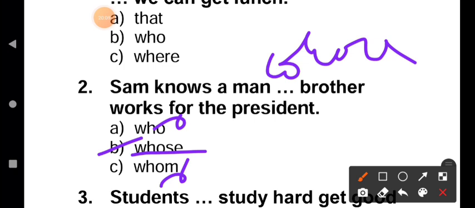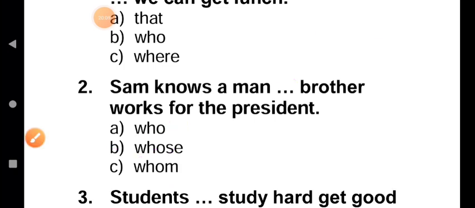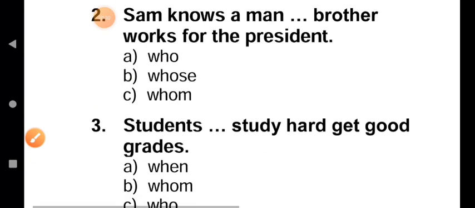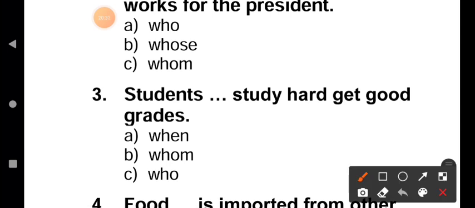That is the right answer, my dear student. Whose? Sam knows a man whose brother works for the president. The man's brother works, instead of his. Who is a relative pronoun, whose is possessive case. And then next we go to the third question.